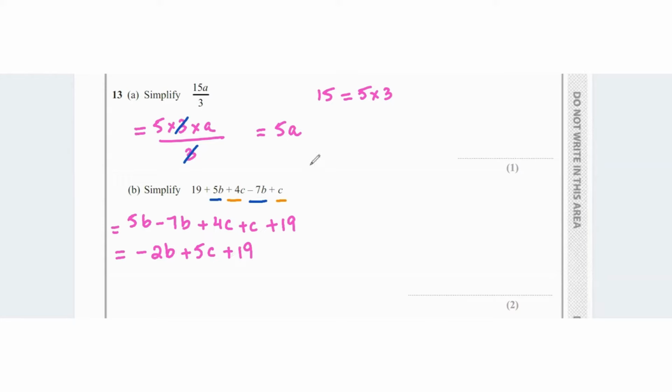The reason why I said that 5b and 7b are like terms is because both have the same variable, which is b, and the variable b is raised to the same power, which is 1. Same case for 4c and c. Both have the same variable c, and they're both raised to the same power, which is 1. Hence, they're like terms.